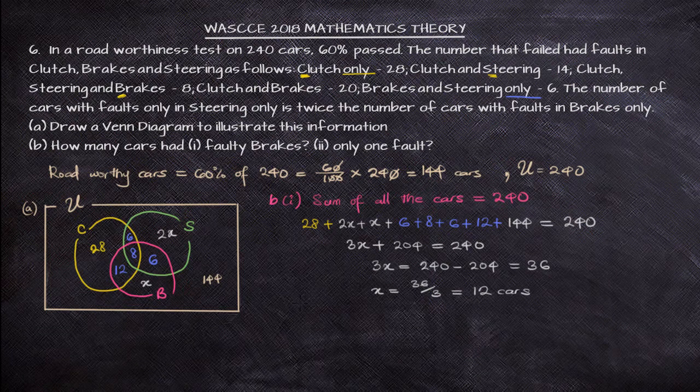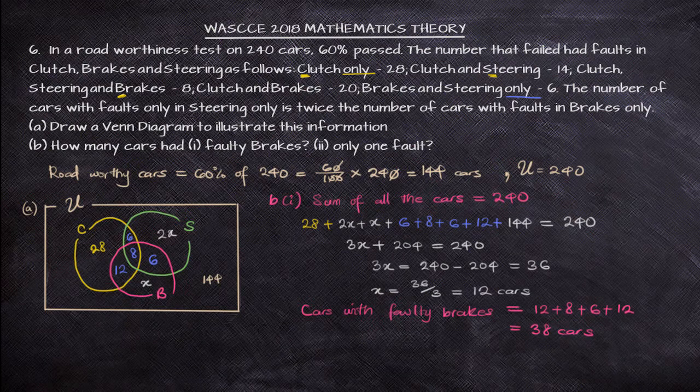Meaning we have all the information concerning this roadworthiness test that was carried out, and we can go ahead to find the number of cars with two or more faults. Cars with two or more faults are the ones in this pink colored chalk. So that will be all the numbers there, 12 plus 8 plus 6 plus x, and our x we have found to be 12, so we can put 12 there, and by the time we sum all this, we are going to get 38 cars. So the cars with two or more faults are 38 in total.